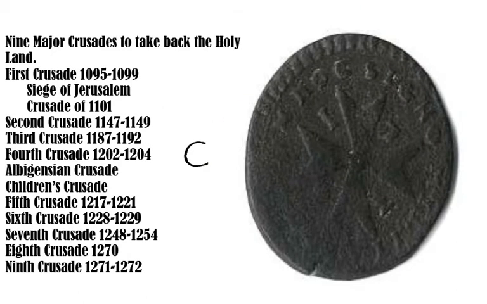The Crusades, another low point in church history. There were nine major crusades to take back the Holy Land. The first crusade was in 1095 to 1099. There was the siege of Jerusalem. There was a crusade also of 1101. The second crusade, 1147 to 1149. The third crusade, 1187 to 1192. The fourth crusade, 1202 to 1204. The Albigensian crusade. The children's crusade.